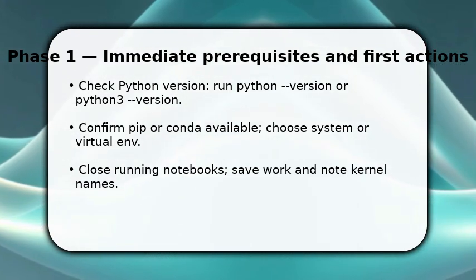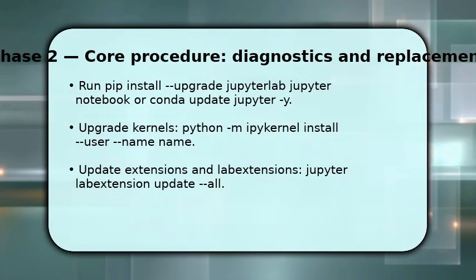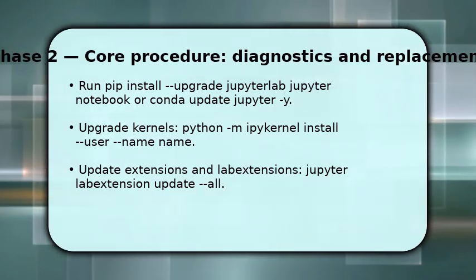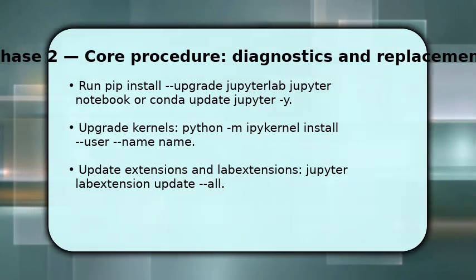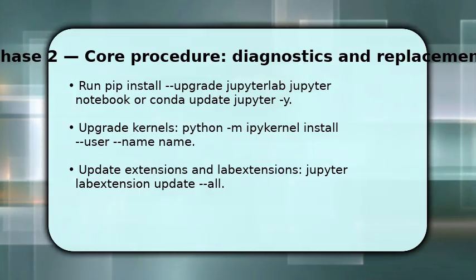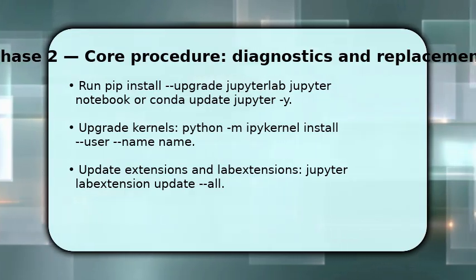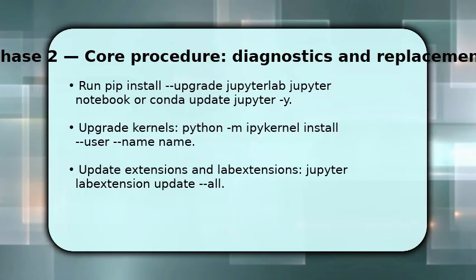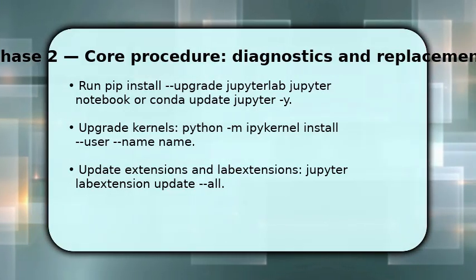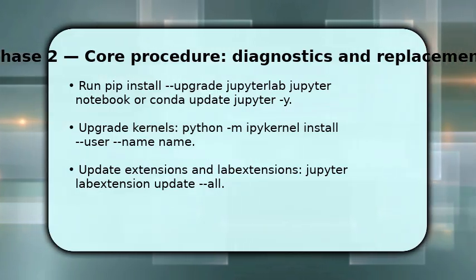You now perform the core updates. Choose pip or Conda and run the appropriate upgrade commands. For example, pip install --upgrade jupyterlab notebook, or conda update jupyter -y. Next, update kernel packages so kernels match the kernel spec. Run python -m ipykernel install --user --name your-env-name. If you use extensions, run jupyter labextension update --all and rebuild if prompted. These steps prevent version mismatches and restore features you depend on.